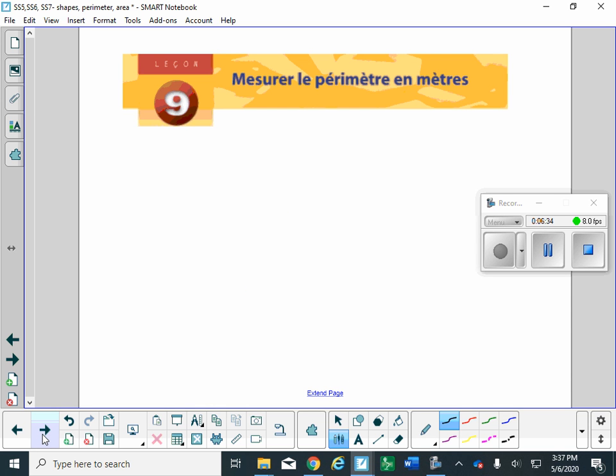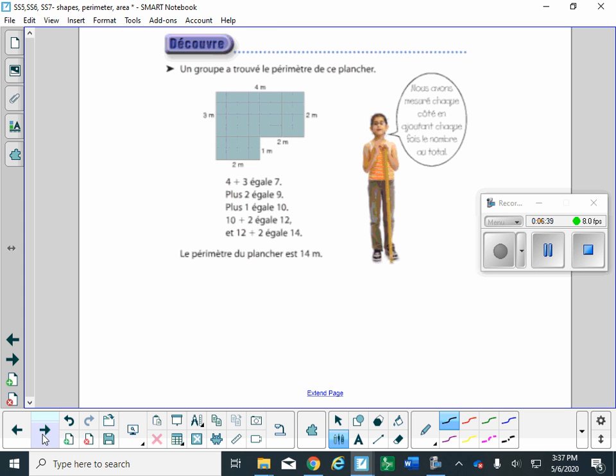Sometimes we measure in meters, so we know a meter stick is longer. So when you're measuring in meters, we know the objects are bigger, even though on my page they don't look much bigger. But you can see it's saying M for meter instead of cm for centimeter. So they have 4 plus 2 plus 2 plus 1 plus 2 plus 3. Press pause and see if you can figure out what that would all add up to. Okay, so if you added it correctly, it should be 14 meters.